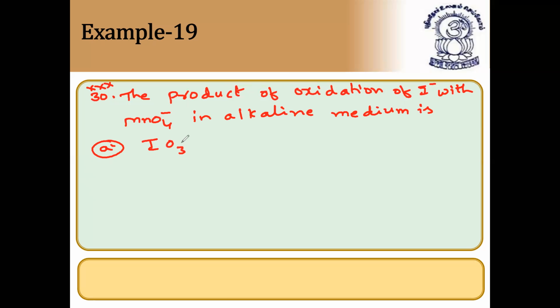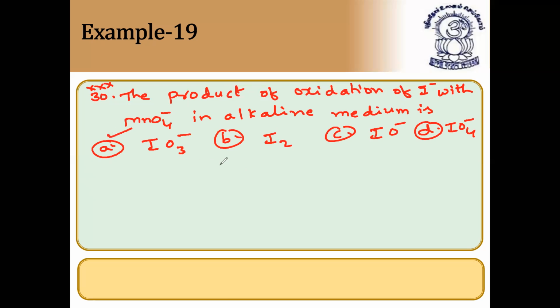IO3 minus, option 2 iodine, option C IO minus, and option D IO4 minus. So we have a total of 4 options. So the answer is IO3 minus.